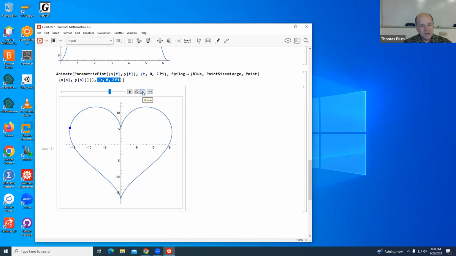So let's slow it down a little bit. You can see that XY point tracing out the parametric plot. So that made me happy anyway. Okay, so that's what I wanted to show you: just the parametric plot, Animate, a little bit of playing with FindMaximum and FindMinimum, just showing off some of Mathematica's features.